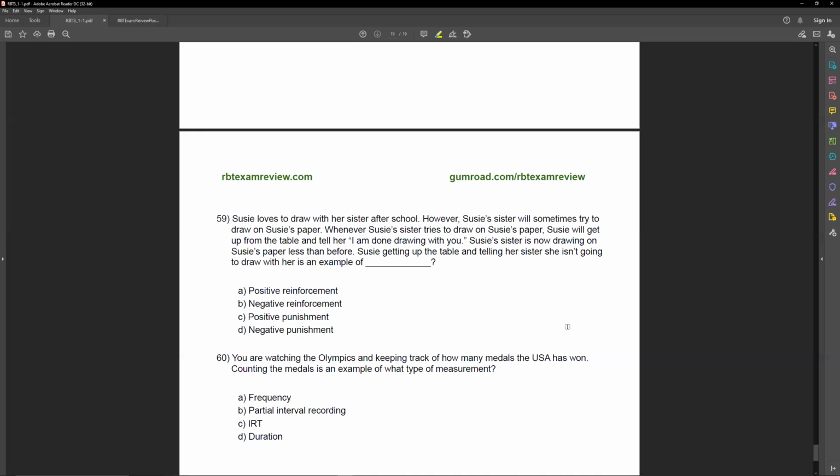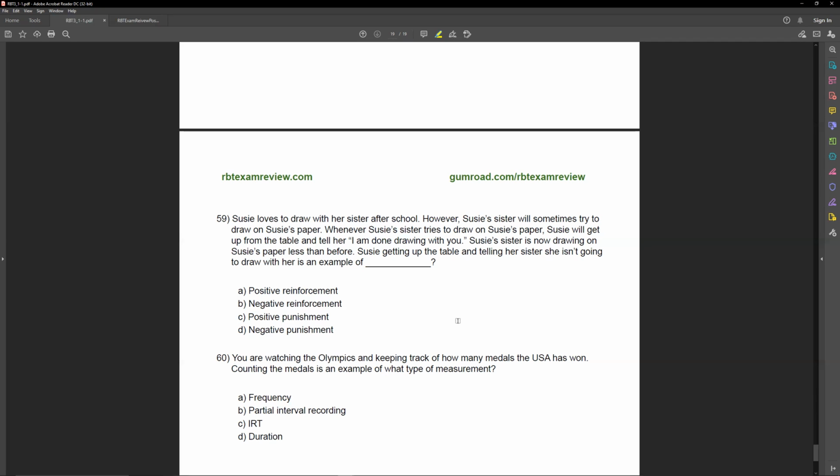Okay, reinforcement and punishment question. What do you ask yourself? First, ask yourself, okay, is the behavior increasing or is the behavior decreasing? Well, Susie's sister's behavior is what? Drawing on her paper. The consequence is Susie getting up and saying, I'm done with you. Susie's sister is now drawing on Susie's paper less. So the behavior is decreasing. So we're looking at punishment. If the behavior is decreasing, it's punishment. If the behavior is increasing, reinforcement.